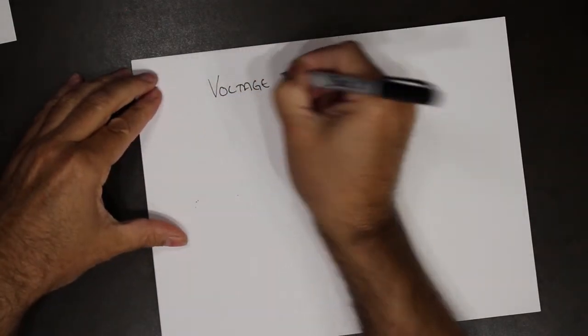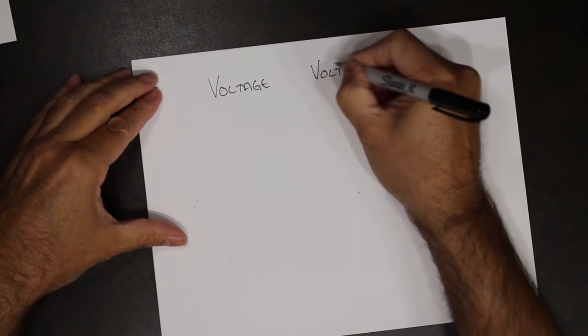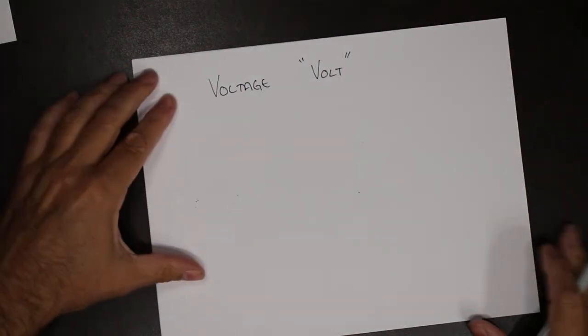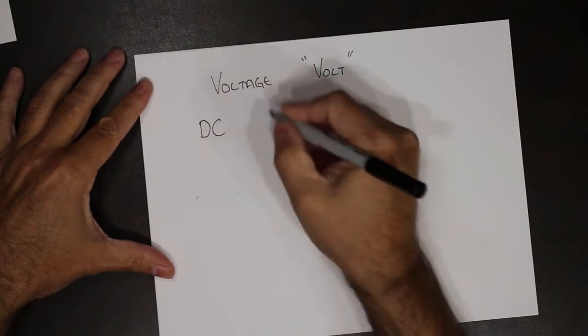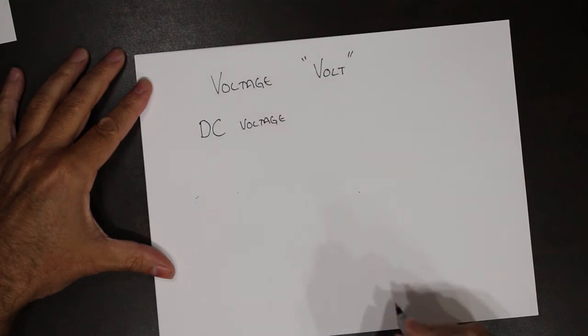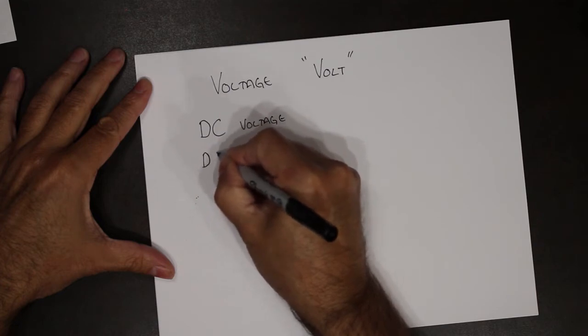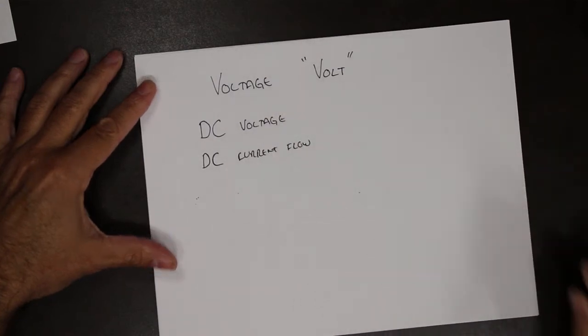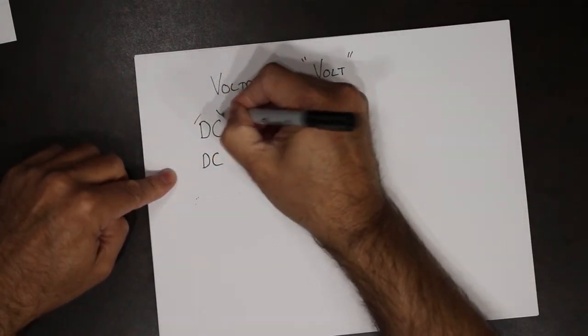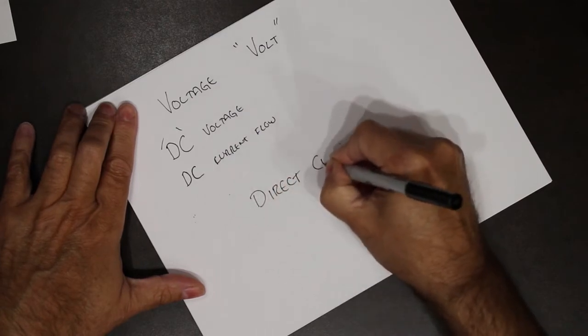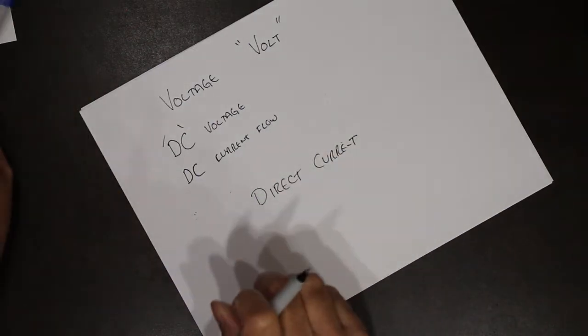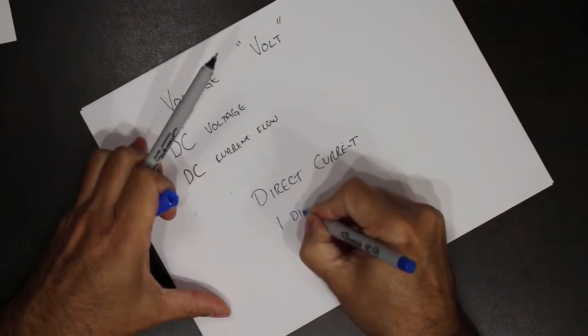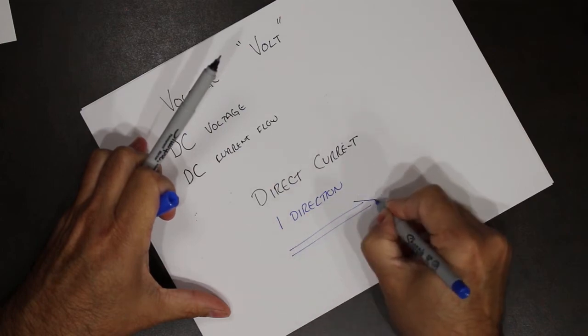The energy that those electrons need to get comes from what's known as voltage. The unit for the voltage is volt. In this particular class, we focus on what's known as DC voltage, which causes DC current flow. Now, what does that mean? DC stands for direct current. Direct current is current that is flowing in one direction, and one direction only.